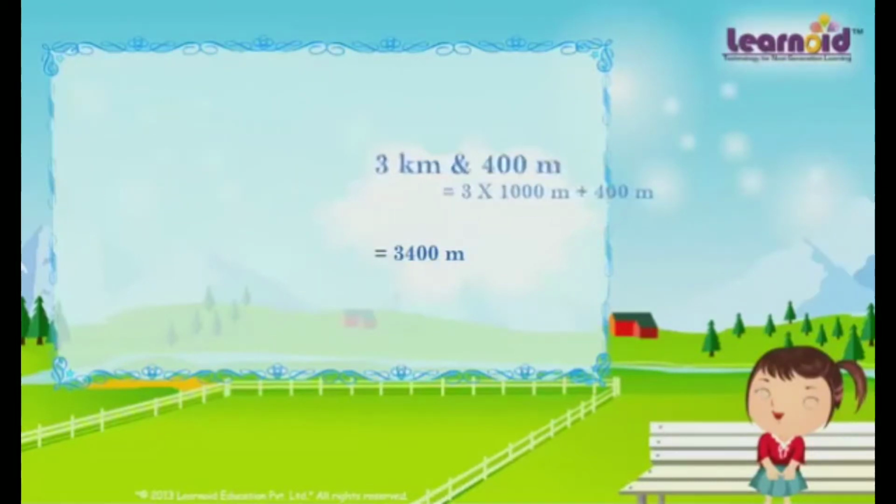So, next comes another example here. To convert kilometers to meters, just multiply by 1000. Now 3 kilometers and 400 meters means first convert the 3 kilometers, that is 3 into 1000 meters, and the 400 meters will be the same. So 3 into 1000 means 3000 plus 400 gives us 3400 meters. So this is the way we have to convert the given kilometers to meters.